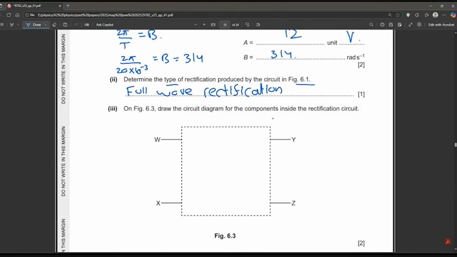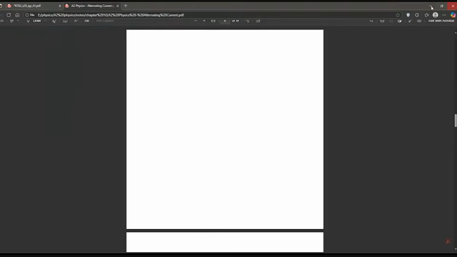Draw the circuit diagrams for the components inside the rectification circuit. बेटा अब आपने सर्किट डायग्राम बना के शो करने हैं कंपोनेंट्स इनसाइड द रेक्टिफिकेशन सर्किट. How will you do that? First of all ये बात तो क्लियर है that this is full wave rectification. बेटा फुल वेव रेक्टिफिकेशन में क्या होता था? चार डायोड्स होते थे.